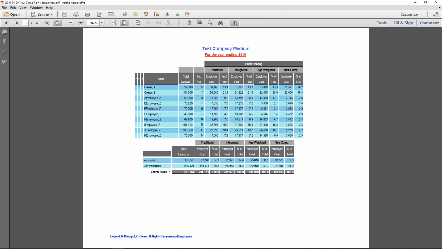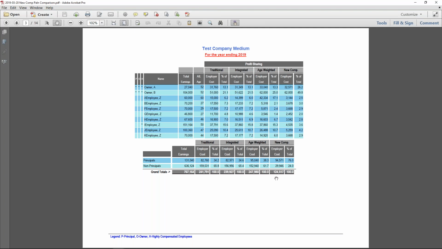But when you look down here, this column here is the total cost. So to do a traditional profit sharing, the employer had to put in almost $242,000. The integrated, $239,000, and the age weighted, $247,000. And so you can see the benefit percentage to the principal. Under the new comparability, not only does 76% of the benefit go to the owners of the company, but the total dollars that they have to put in the plan drop precipitously to about $125,000.